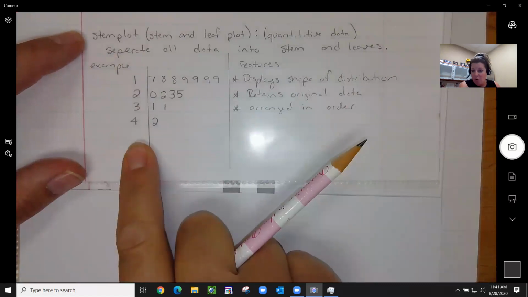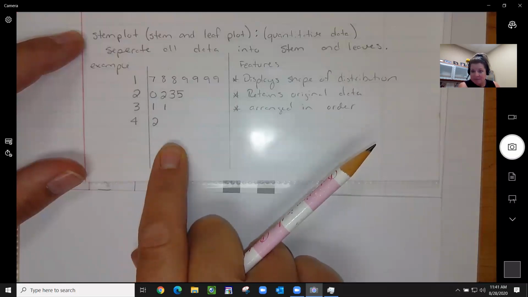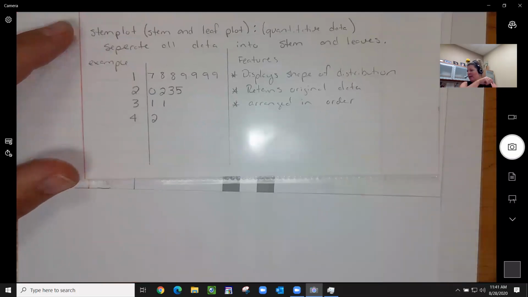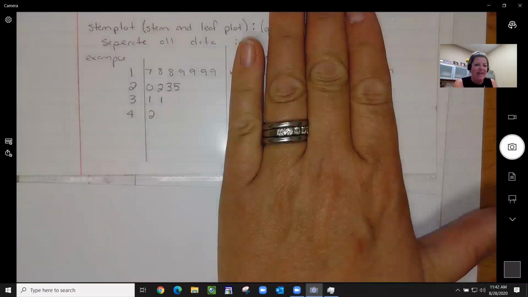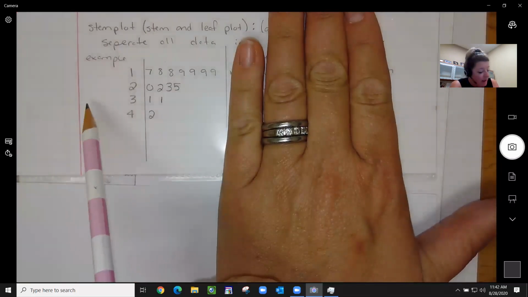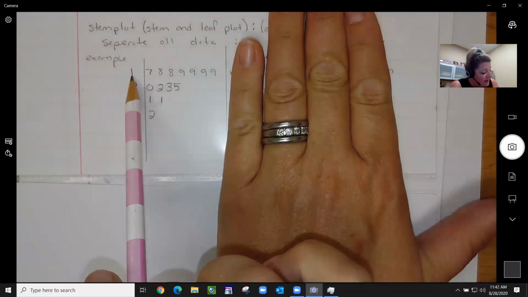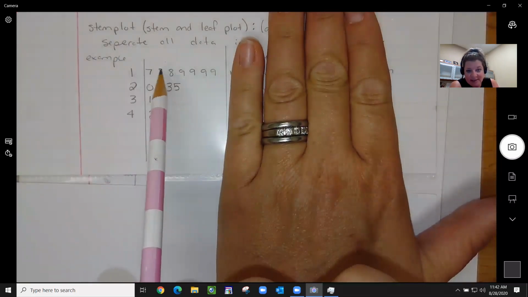Typically, stems are your tens, so 10s, 20s, 30s, 40s, 50s, right? And your leaves are your ones. But your stems could also be your hundreds, it just depends on your data. You could also be given data in this form right here, and you need to know this 7 represents 17, 18, 19, and so forth.